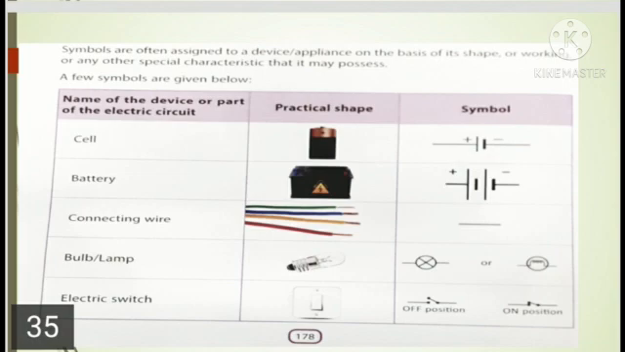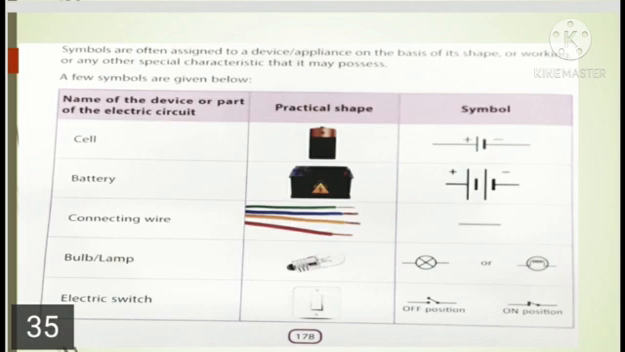Three columns are there. Number one, the name of the device or part of the electric circuit. Second is the practical shape of that part, and lastly the symbol. First one is the cell, the electric cell. You can see the practical shape, and you are familiar with that. And what is the symbol? You can see here. This is the symbol of an electric cell shown on the top.